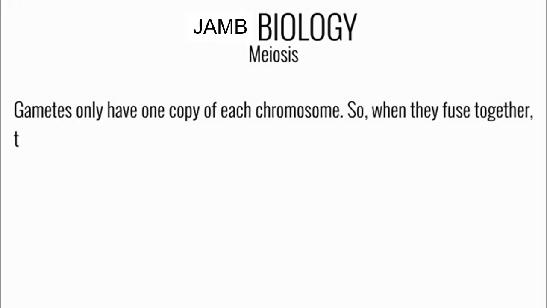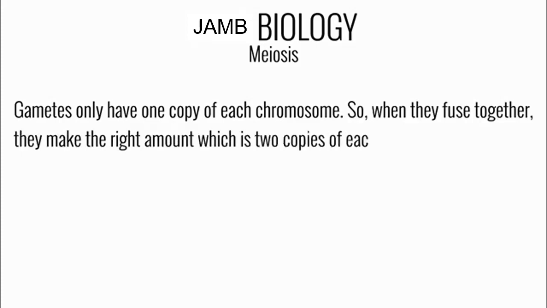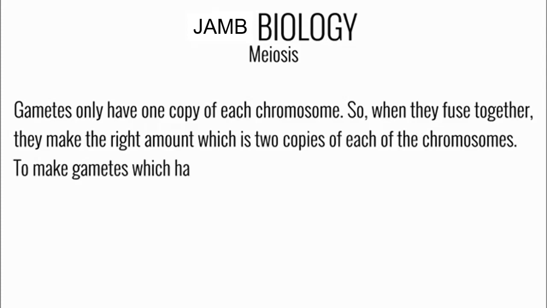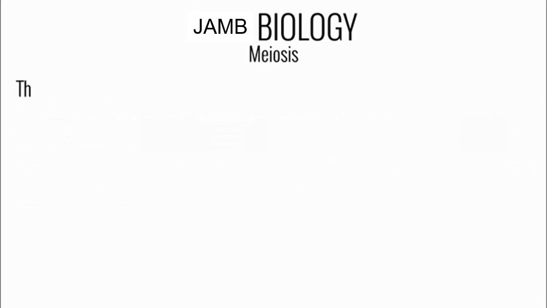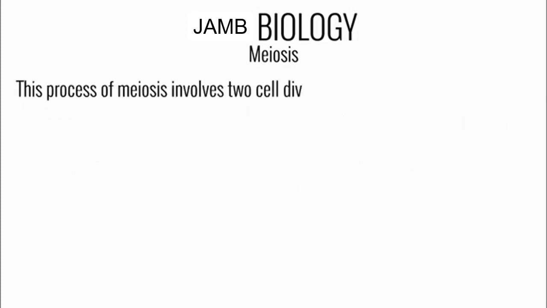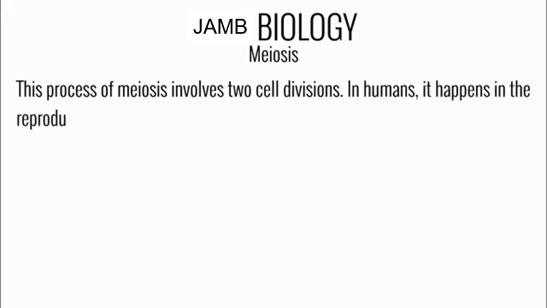In our previous lesson, we discussed that gametes only have one copy of each chromosome. So when they fuse together, they can make the right amount, which is 2 copies of each of the chromosomes. So to make gametes which have just half of the original number of chromosomes, cells divide by meiosis. This process of meiosis actually involves 2 cell divisions. In humans, it happens in the reproductive organs.